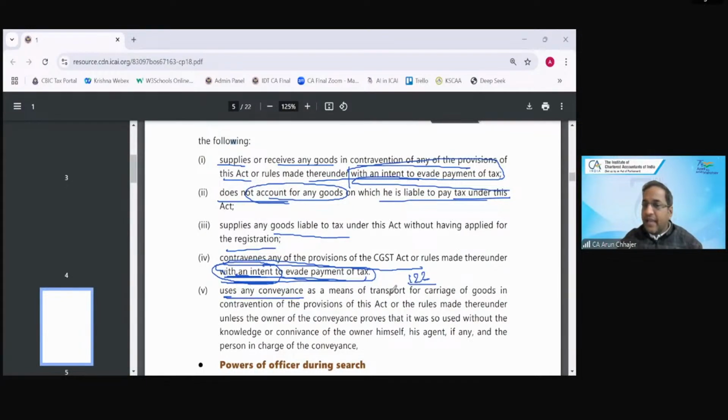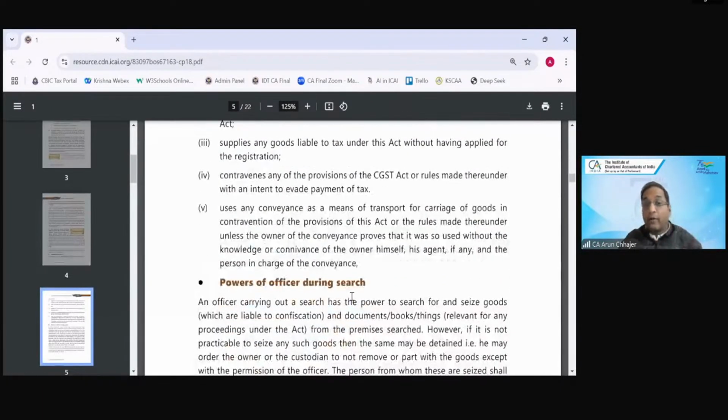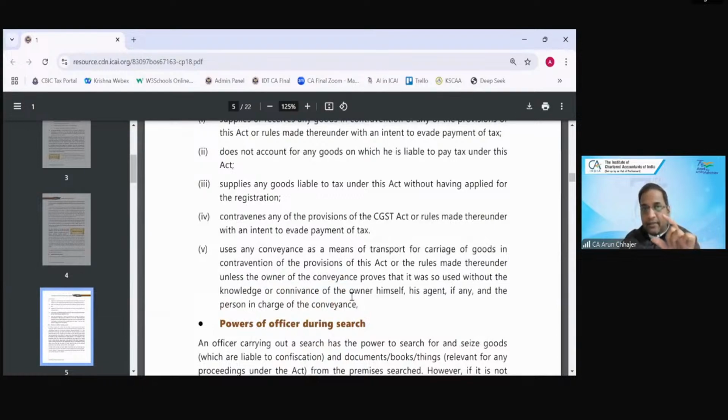Use any conveyance as means of transporting or carrying the goods in contravention of the provision of this act or the rules made thereunder, unless the owner of the conveyance proves that it was used without his knowledge, or the conveyance of the owner himself, his agent if any, and the person in charge of the conveyance. तो उस केस में वो मना कर सकता है, मतलब उस केस में वो लाइबल नहीं होगा, अदरवाइज वो लाइबल होगा. कौन? Conveyance, मतलब see, the transporter, let's say Mr. A, who is the owner of that truck, he would be liable. But अगर ये कह दे Mr. A कि उसके ट्रक को यूज किया है, उसको नॉलेज नहीं मालूम है, उसको मालूम ही नहीं है, in that case he could not be liable.